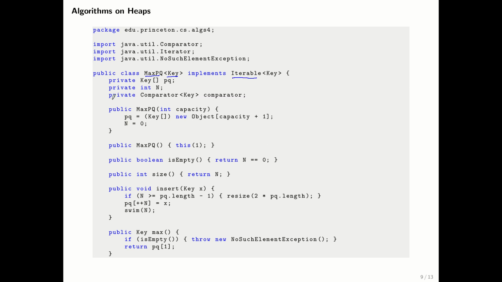What do we have for instance variables? Well, we have a static array called PQ. That's the underlying array that's going to store the keys of the priority queue. We have an integer n to keep track of the size of the priority queue, or the number of items in the priority queue. And then there is also a comparator. We're not going to look at this much in this implementation, but you can guess why we need this.